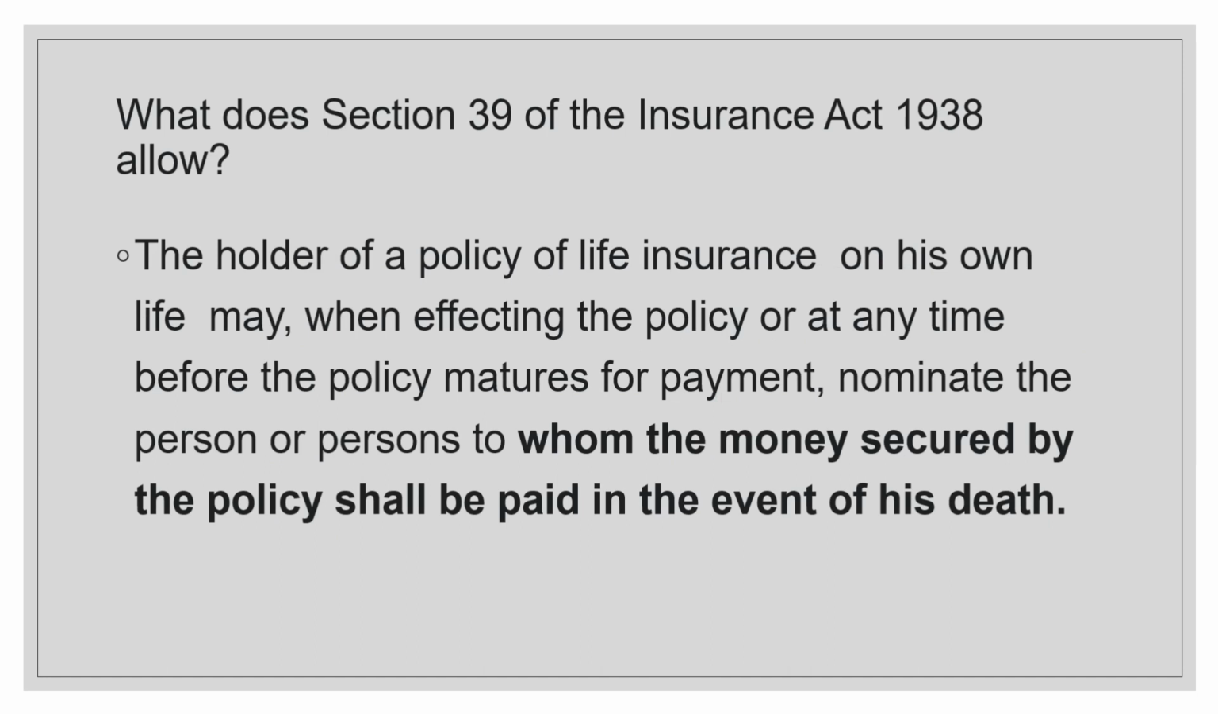What does Section 39 of the Insurance Act 1938 allow? The holder of a policy of life insurance on his own life may, when effecting the policy or at any time before the policy matures for payment, nominate the person or persons to whom the money secured by the policy shall be paid in the event of his death.